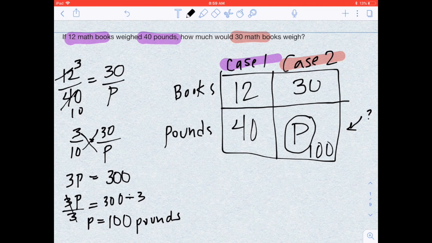Does that make sense? 12 fits into 40 about 3 times, and 30 fits into 100 about 3 times. So this is an answer that I would expect.